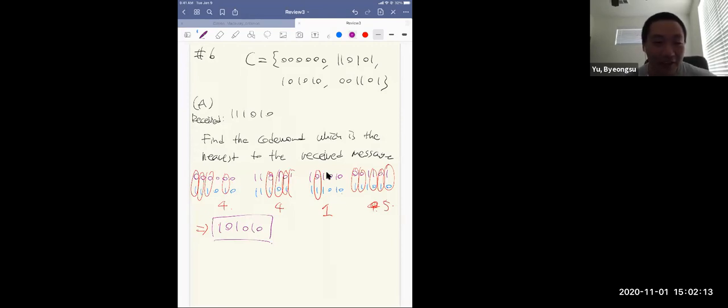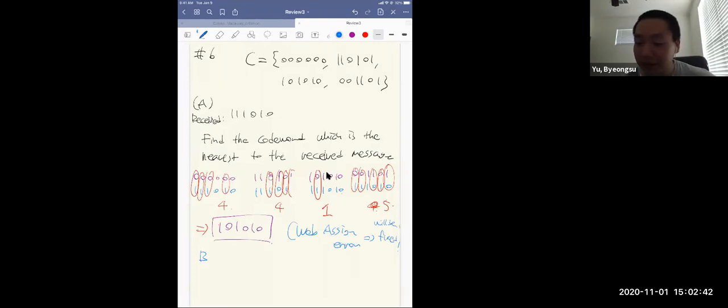Okay, in part B, what is the weight of the code C? Okay, before going on, what is the weight of code C, how many errors can it detect, and how many errors can it correct?